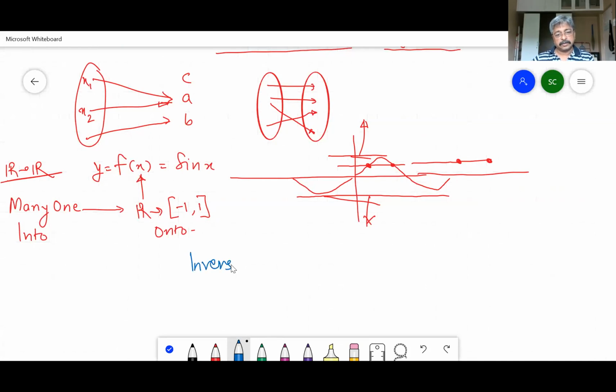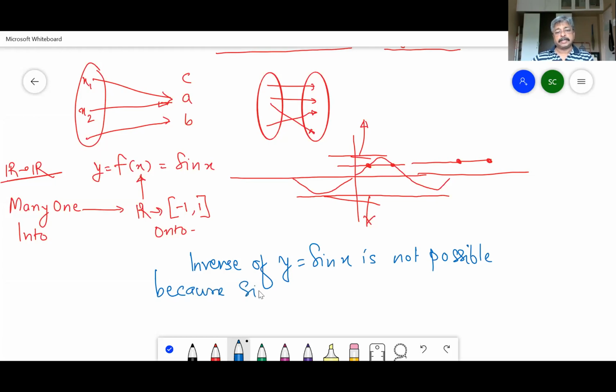Inverse of y is equal to sine x is not possible, because sine x is a many-one into function. Understood?